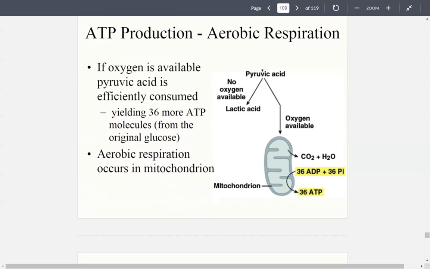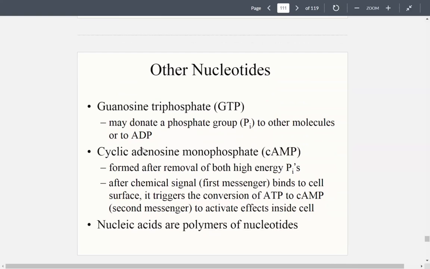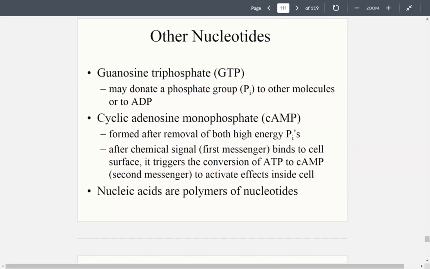If, however, oxygen is present, those pyruvic acids are going to go into a mitochondria. Those pyruvic acids become acetyl-CoA. They will go around the Krebs cycle. Then the products from the Krebs cycle will go into the electron transport chain, ending up with it generating 36 ATP. So all told, a single glucose molecule, if there's oxygen present, can create 38 energy molecules. That's a simplified version of that. We'll talk about it in more detail later.